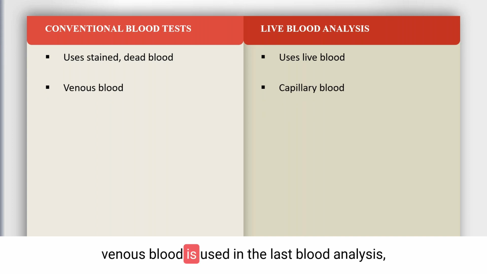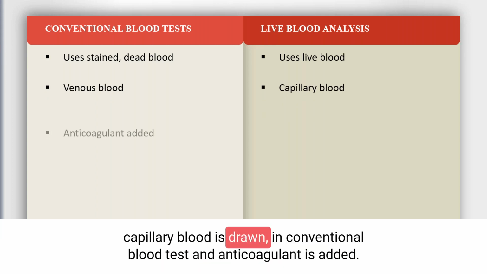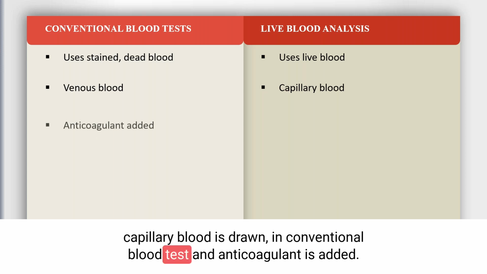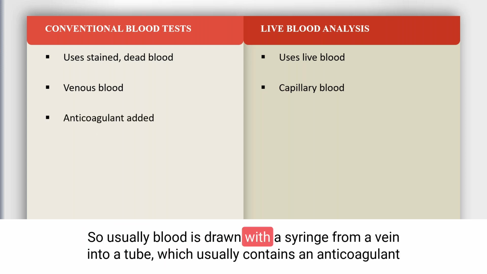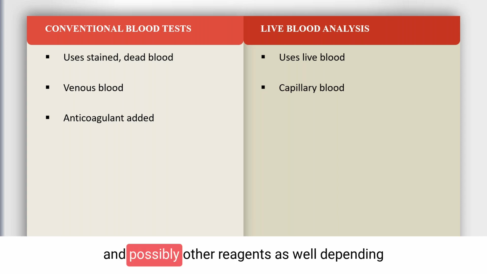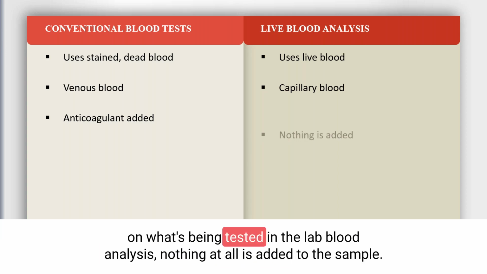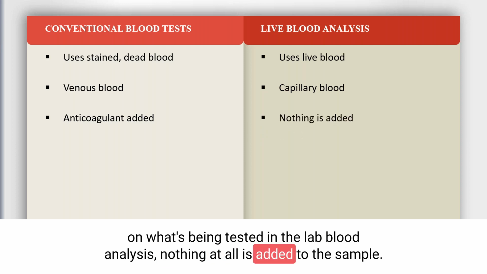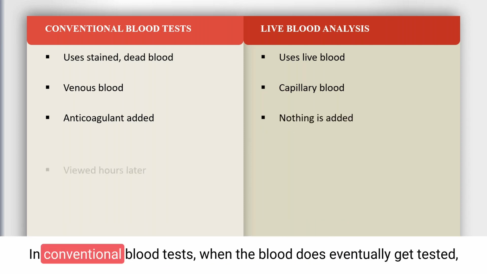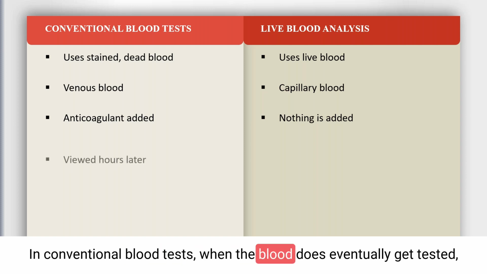In conventional blood tests, venous blood is used. In live blood analysis, capillary blood is drawn. In conventional blood tests, an anticoagulant is added. So usually blood is drawn with a syringe from a vein into a tube, which usually contains an anticoagulant and possibly other reagents as well, depending on what's being tested. In live blood analysis, nothing at all is added to the sample.